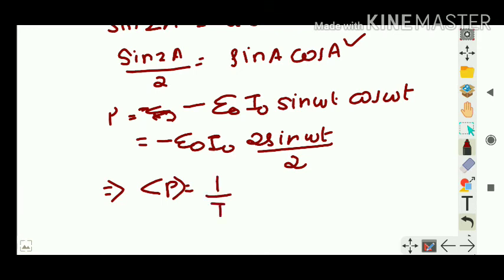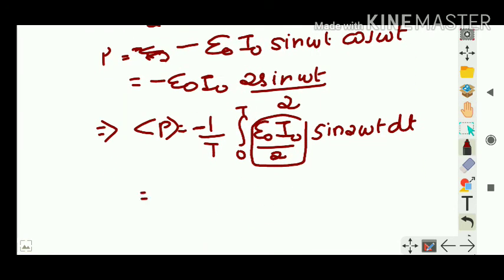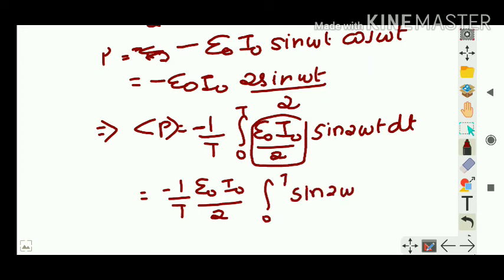Average power is equal to 1 by T, integral 0 to T, epsilon naught I naught, and I am going to bring the minus outside here, divided by 2, sine 2 omega t dt. Now this epsilon naught I naught by 2 is a constant term, I can bring it outside. So it becomes minus 1 by T, epsilon naught I naught by 2, integral 0 to T of sine 2 omega t dt. Clear?